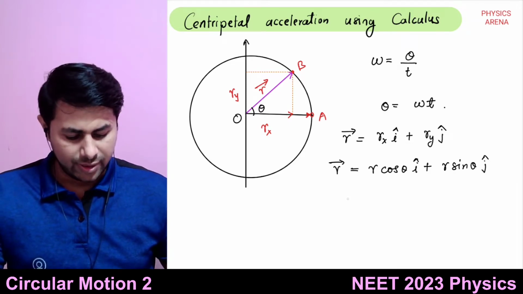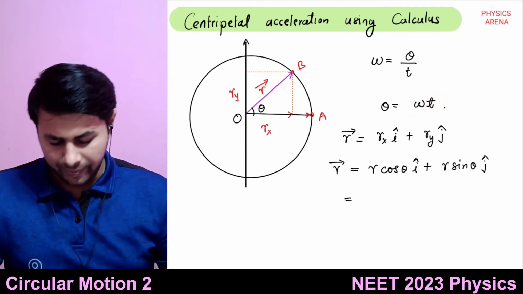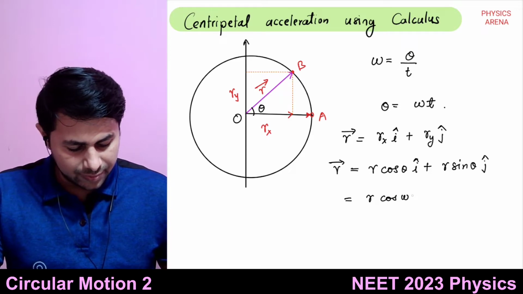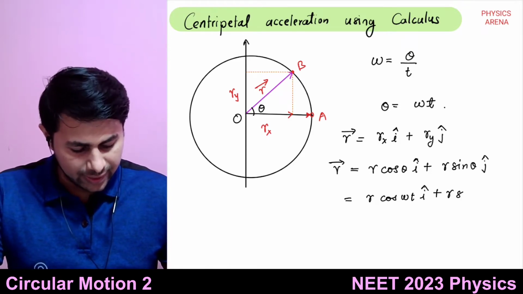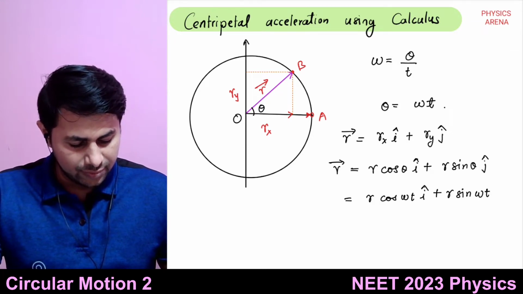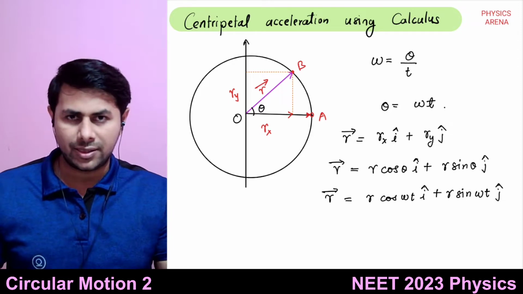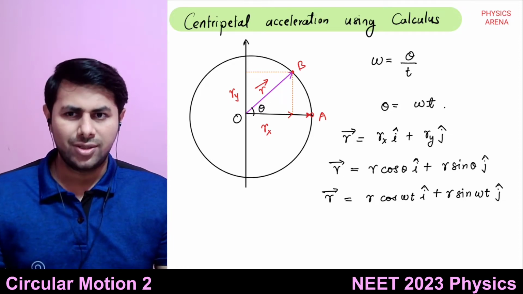So this is R cos theta multiplied by i cap plus R sin theta multiplied by j cap. And what is theta? Theta is equal to omega t. So you get R cos omega t multiplied with i cap plus R sin omega t multiplied with j cap. This is the position vector of a particle performing which motion? Uniform circular motion. So please remember this.